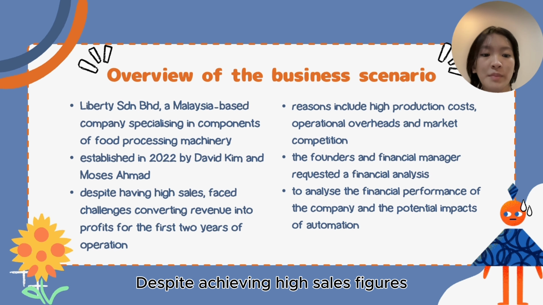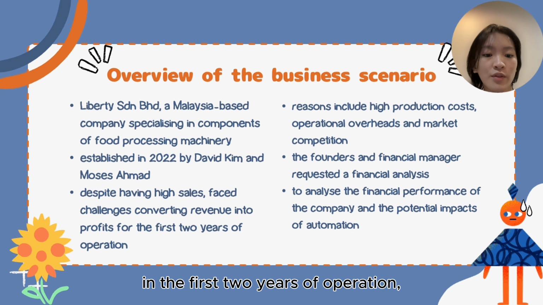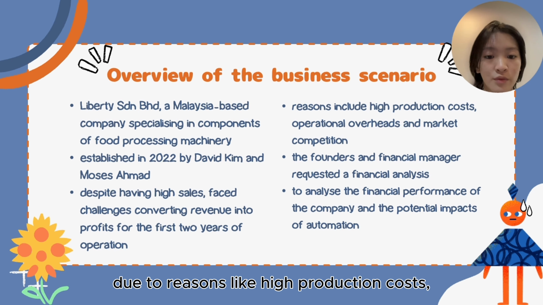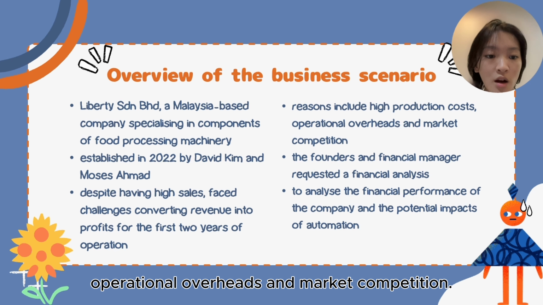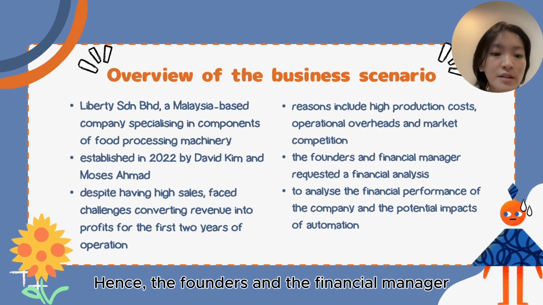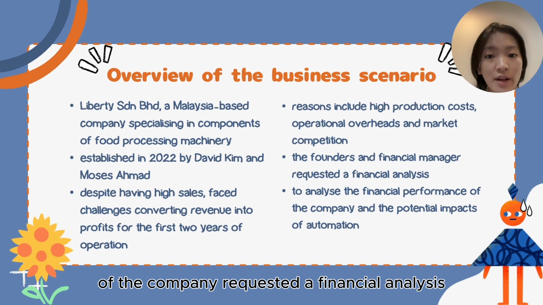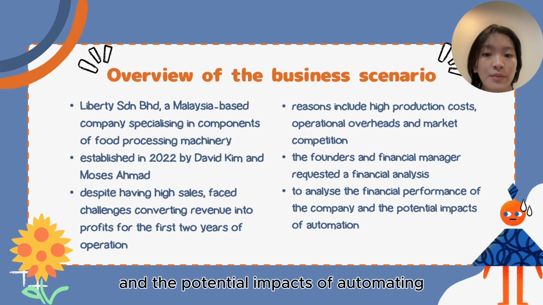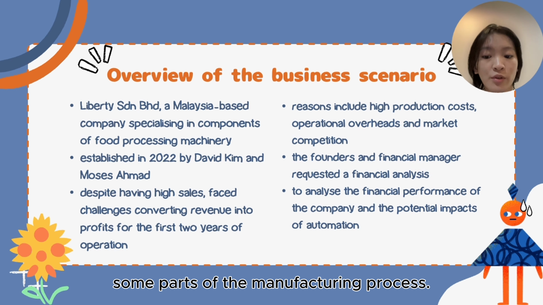Liberty identified a niche opportunity to provide essential components that enhanced the efficiency and performance of food processing machinery. Despite achieving high sales figures in the first 2 years of operation, the company faced challenges in converting the revenue into profits due to reasons like high production costs, operational overheads, and market competition. Hence, the founders and the financial manager of the company requested a financial analysis to analyze the financial performance of the company and the potential impacts of automating some parts of the manufacturing process.